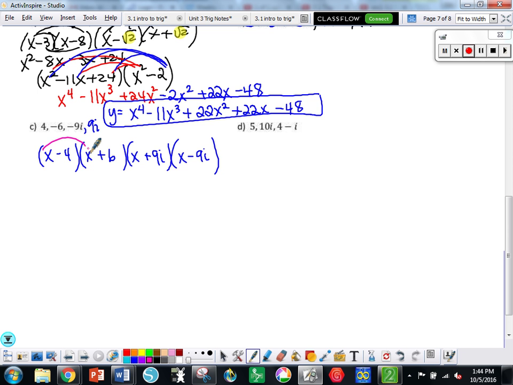So multiply. X times x is x squared. And you've got a plus 6x minus 4x, yes? Minus 24. Simplify that. X squared plus 2x minus 24. I feel like you're an old pro at that by now. Like, whew, done. Yeah. Hope so.